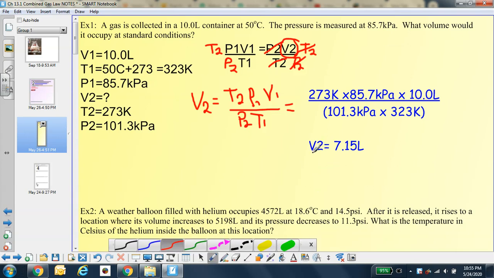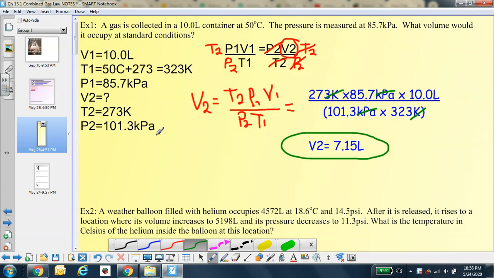So here's what I got. 7.15 liters. How do I know it's liters? Well, Kelvin unit cancels. Kilopascal in the numerator cancels the kilopascal in the denominator. All that's left is a liter, and there we have it.